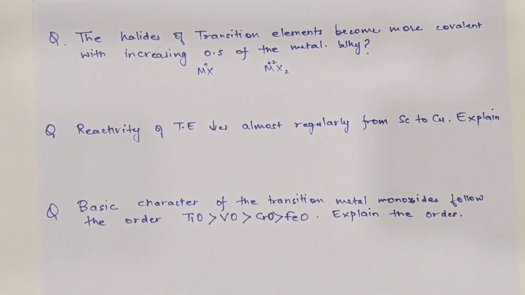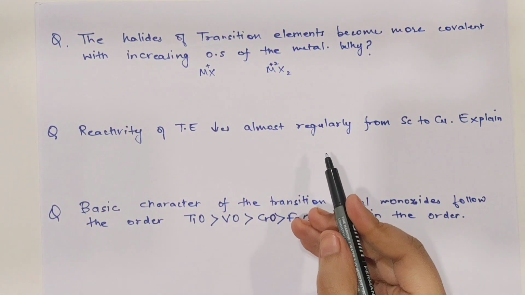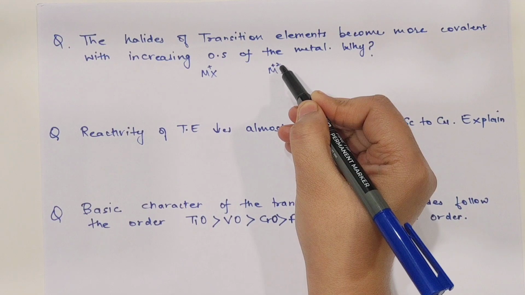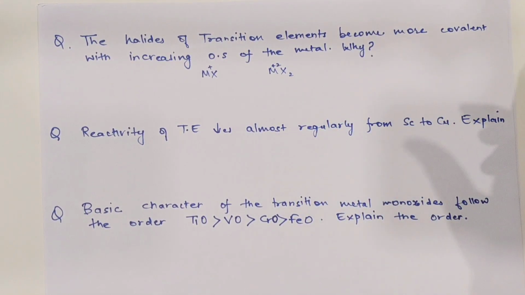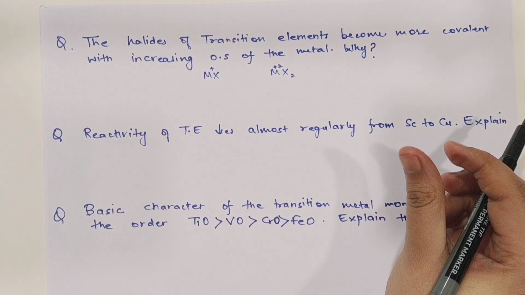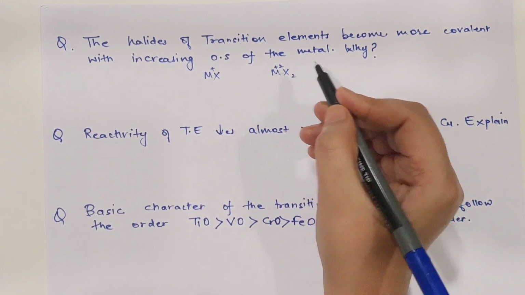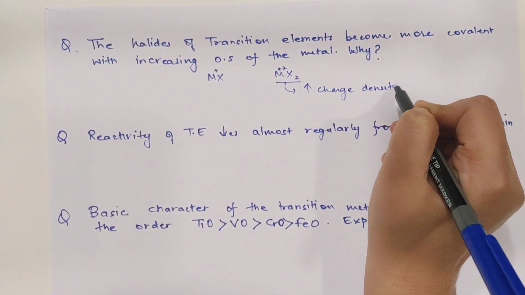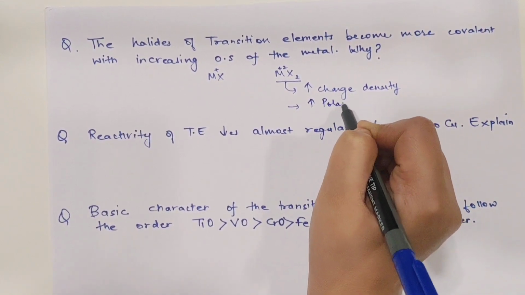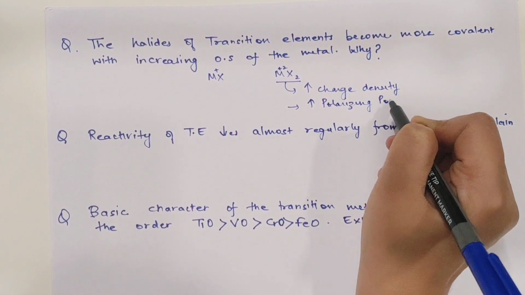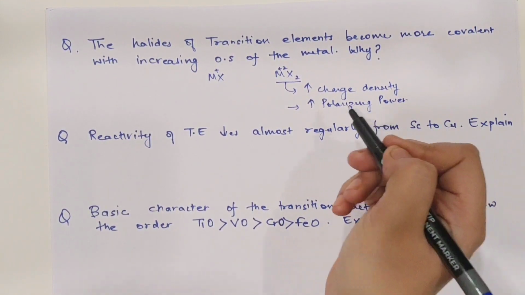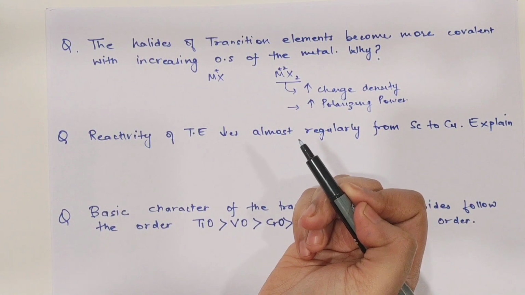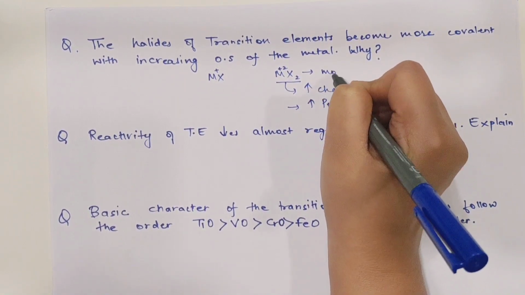So when we are talking about a highly positive cation, that means it has high charge density. Why high charge density? One, its charge is high. Second, upon losing the second electron, its volume also decreased. So it has high charge, low volume. That means high charge density. High charge density means it has high polarizing power. If it has high polarizing power, it's going to pull the electron cloud of the anion towards the center. That means it's going to have more covalent character.